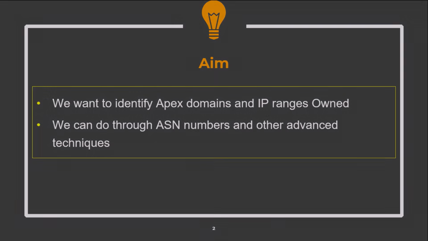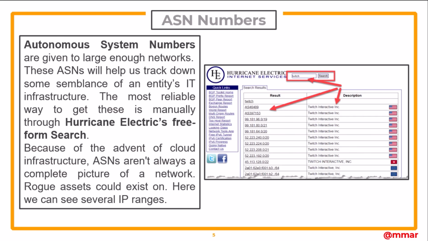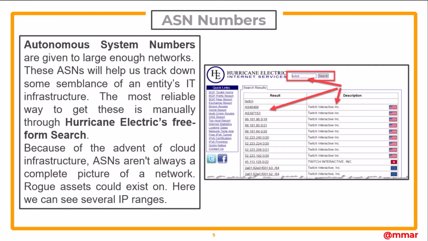The entire process starts with finding the target's autonomous system number, or ASN. Think of an ASN as a unique ID for a large network on the internet. ASNs are assigned to entities like internet service providers, cloud providers, and large corporations. By finding a company's ASN, we can find the IP addresses of servers they own, which will in turn lead us to more websites and domains.